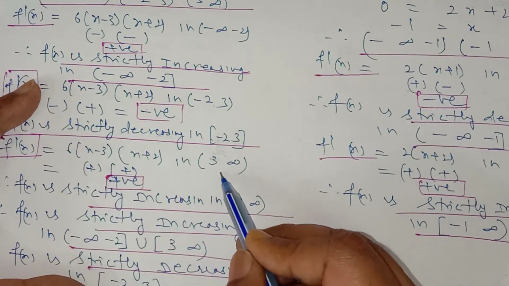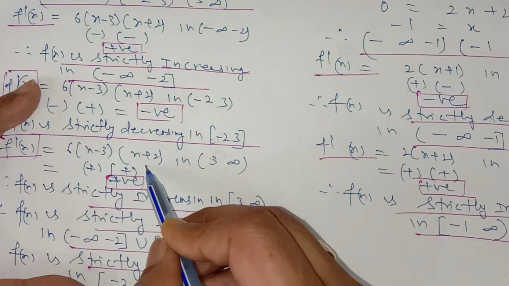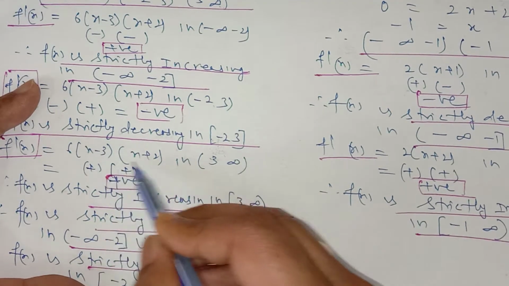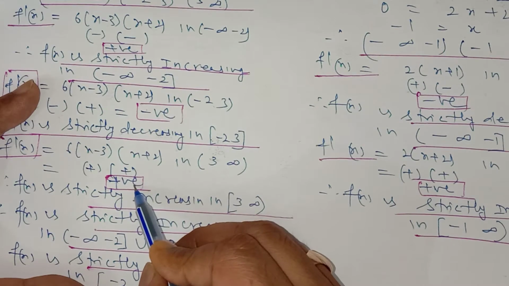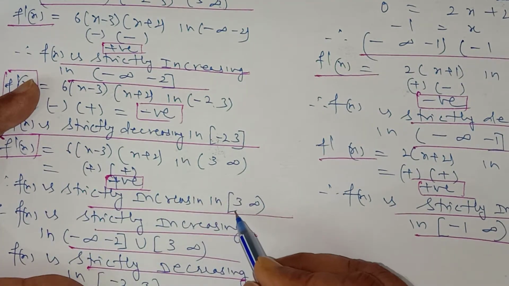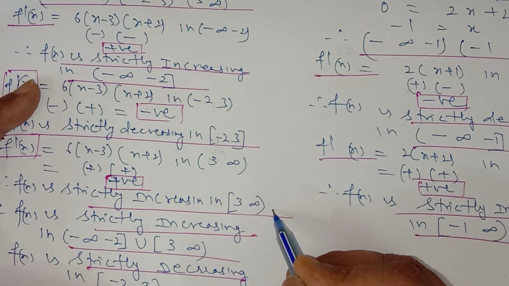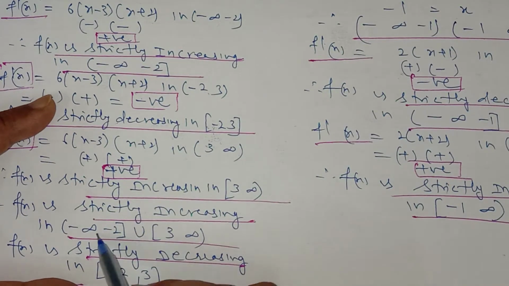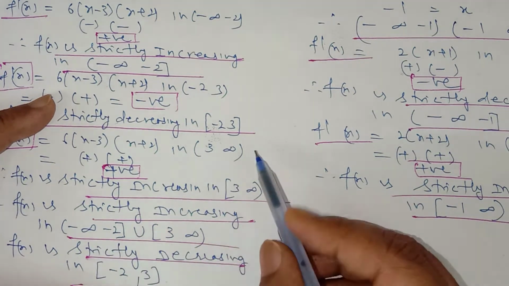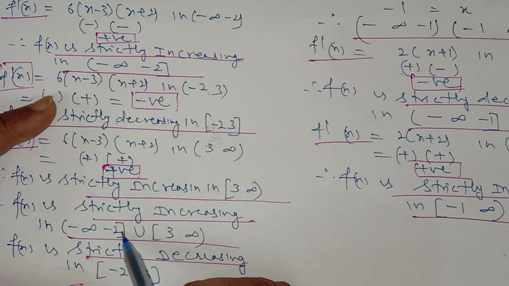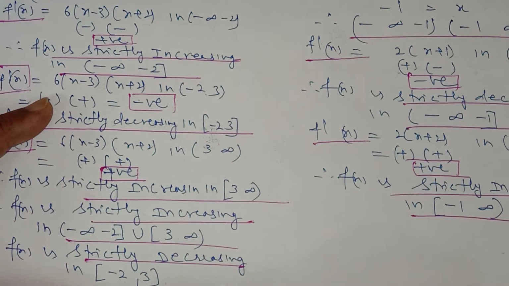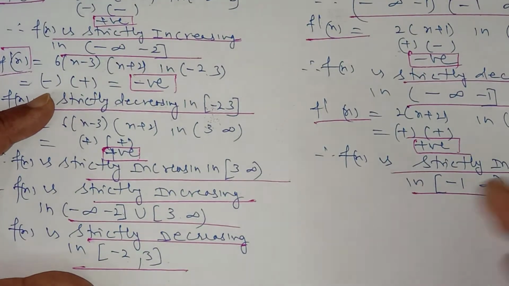Now in the third interval, 3 to infinity, this is the first derivative. Think of any value in it, let us take 5. It will be positive, it will be positive, it will be positive. So the first derivative is positive, and the function is strictly increasing in the interval from 3 to infinity. So the function is increasing in 2 intervals: from minus infinity to minus 2, and from 3 to infinity, and it is strictly decreasing only in one interval, that is minus 2 to 3.